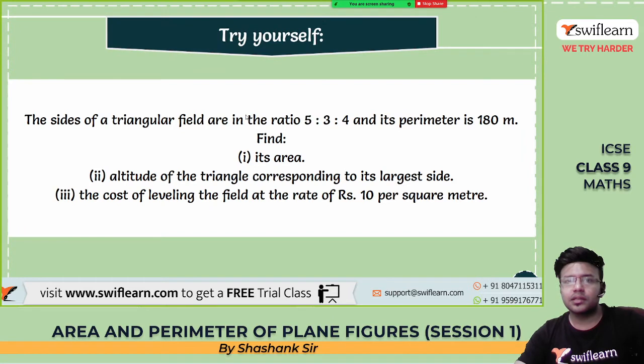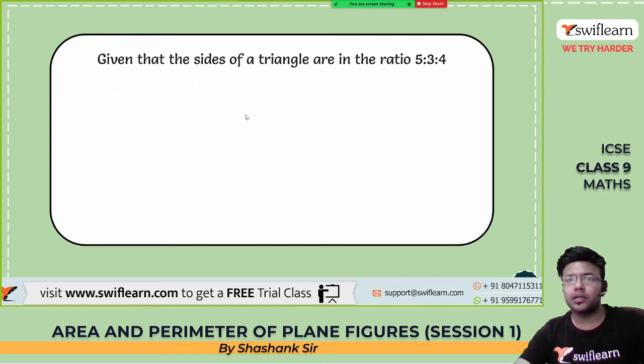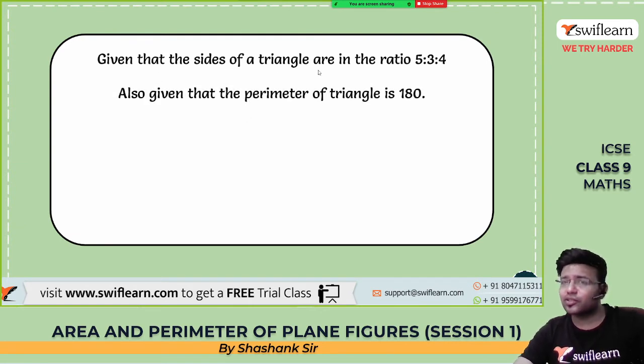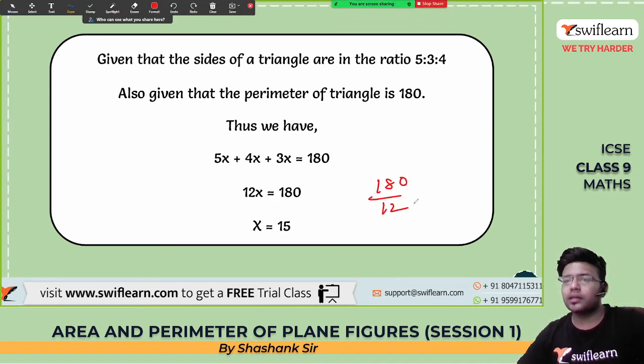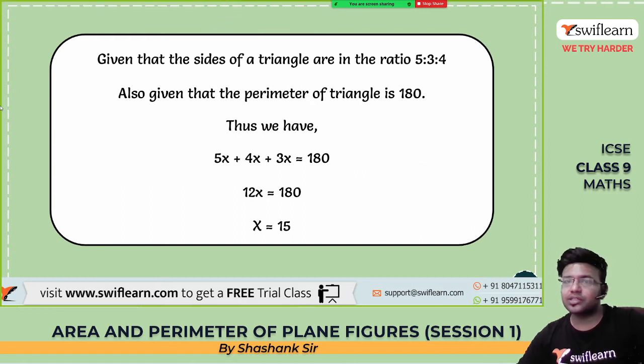Got this? Yes. The sides of a triangular field are in the ratio of 5 is to 3 is to 4 and the perimeter is 180 meter. Find its area, the altitude of the triangle corresponding to its largest side, and the cost of leveling the field at the rate of 10 per square meter. Given that the sides of the triangle are in the ratio of 5 is to 3 is to 4. Also given perimeter is 180, thus adding all the sides 5x plus 4x plus 3x is 180. 4 plus 3 plus 5 is 12x, 12x is 180, solve for x, 180 by 12. Get x, the common ratio as 15.